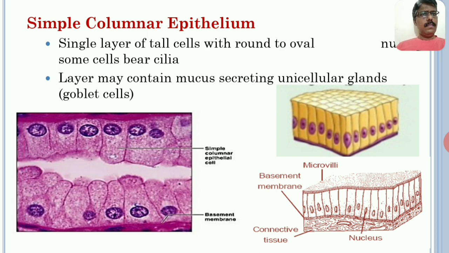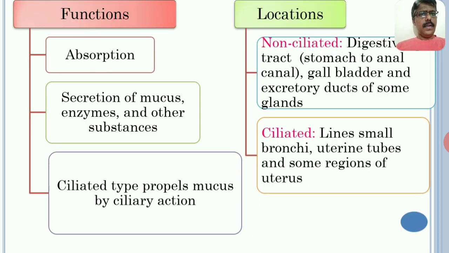Next, simple columnar epithelium. It is made up of a single layer of tall cells, round to oval, which bear cilia. The layer may contain mucus-secreting unicellular glands, also termed goblet cells. Functions are absorption and secretion of mucus, enzymes and other substances. The ciliated type propels mucus by ciliary action.